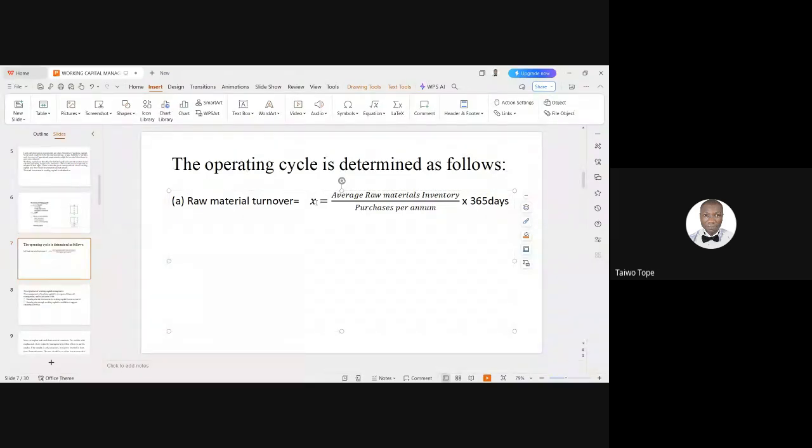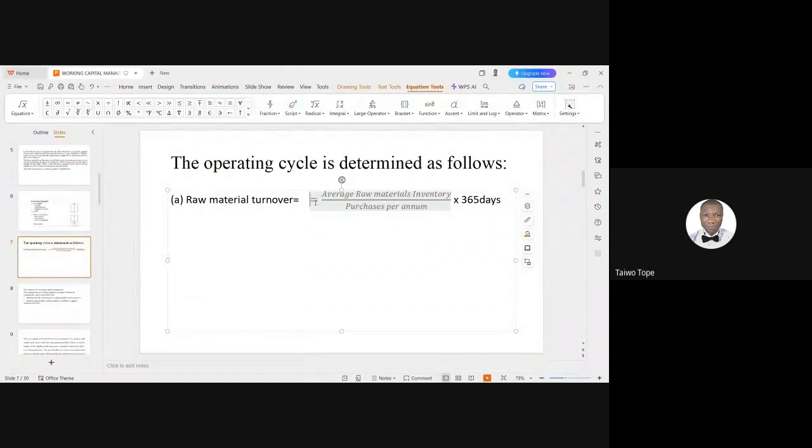What is this raw material turnover telling us? Can anybody speak to it? Raw material turnover. What are we trying to determine?